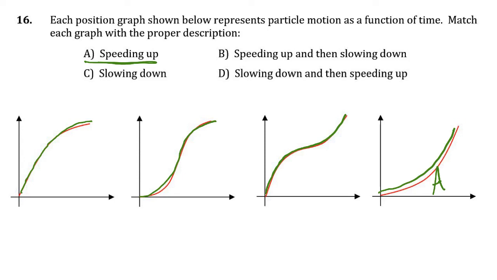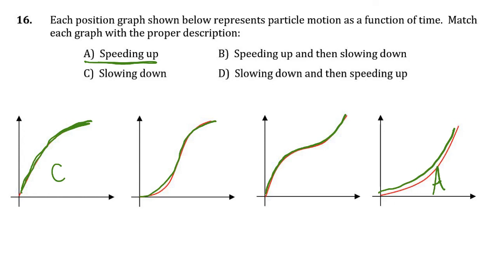Okay, let's see, slowing down for C. Well, this one is the one that looks like it's starting to slow down. So it's easing off. So that I think is going to be C. Now we have to look at the difference. In B, we're speeding up, then slowing down. But then D, we're slowing down, then speeding up.